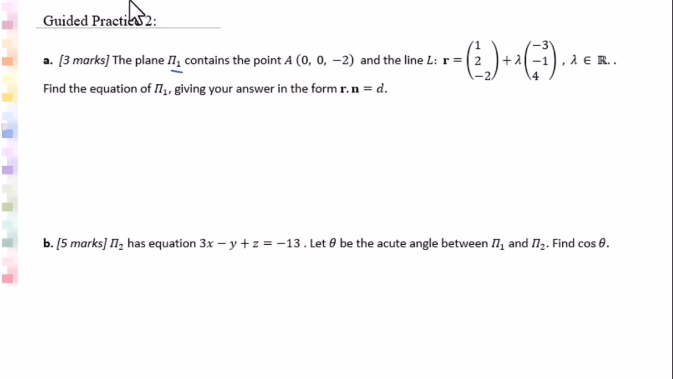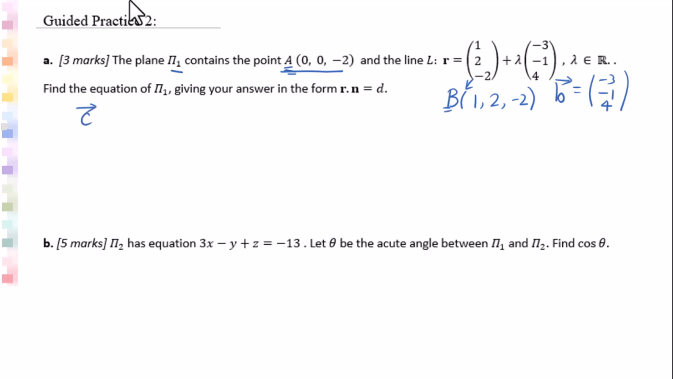The plane pi1 contains the point A and the line L. Find the equation of pi1, giving your answer in the form r dot n equals d. We know this is a position vector, labeled as B on the line L. The coordinate of B is 1, 2, -2. This is a direction vector, -3, -1, 4. On the plane, we have a point A and a B.